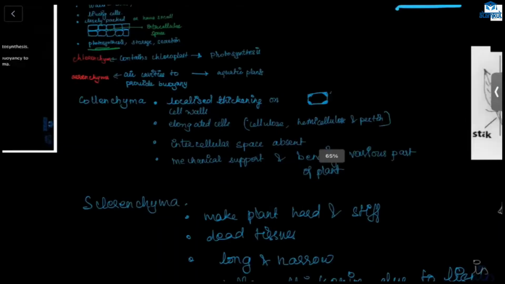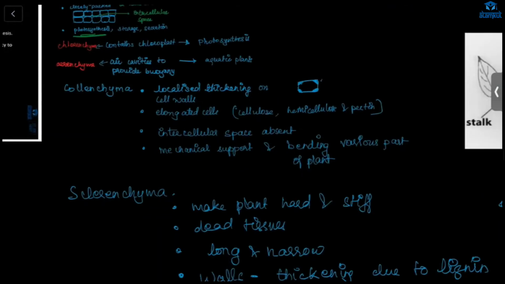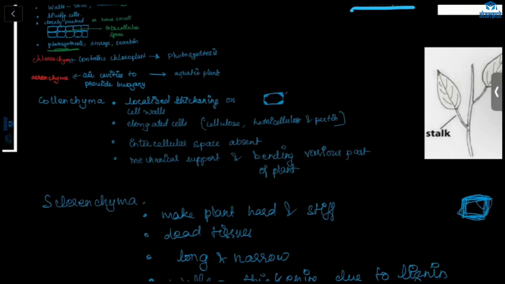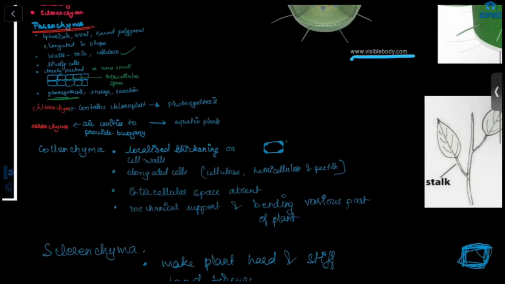Next, we have the collenchyma. Here there will be localized thickening. Only in specified areas there will be thickening. Not all the parts will be thickened. In the parenchyma, there was no thickening. It was thin. Okay, you got it?